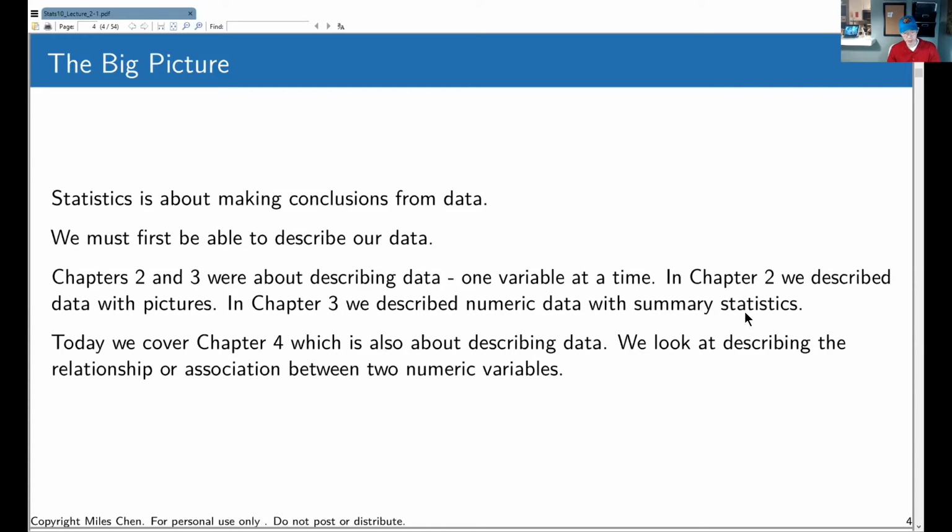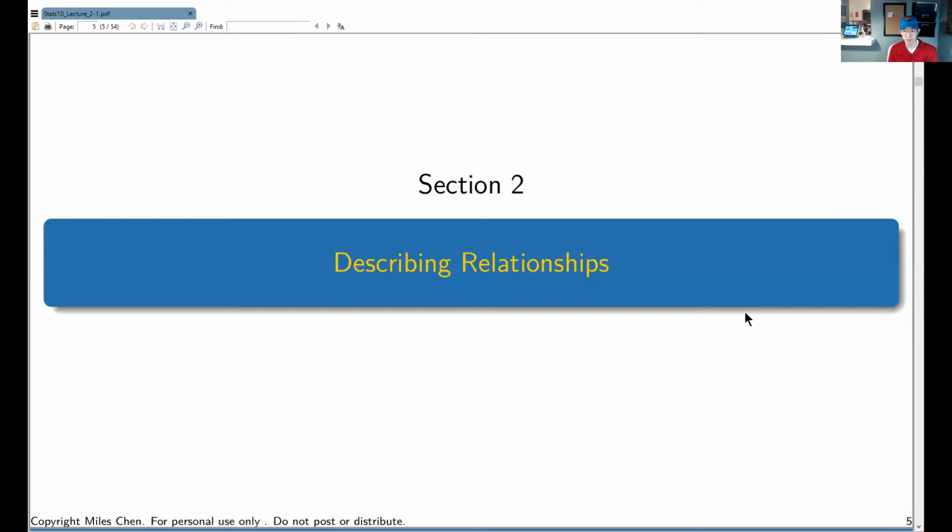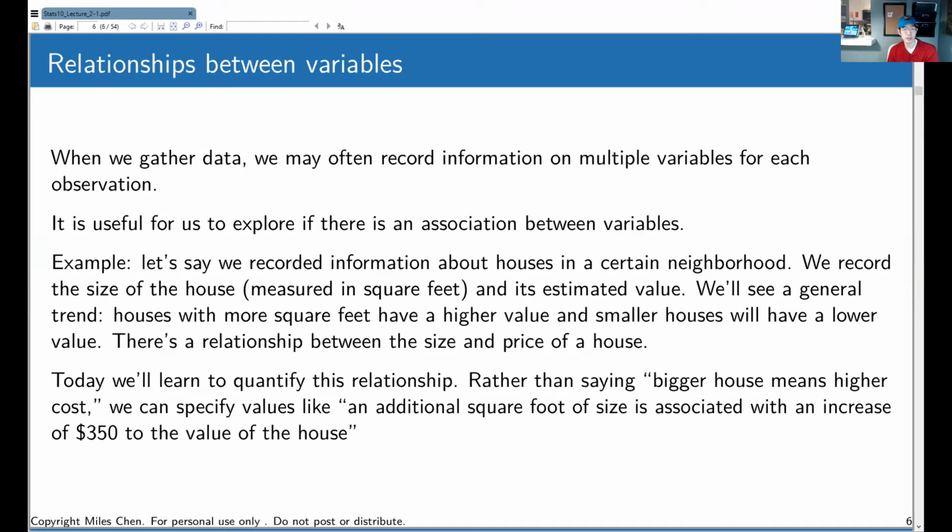And today in chapter 4, we're still describing data, but this time we're looking at the relationship or association between two numeric variables. So we'll take a look at that.